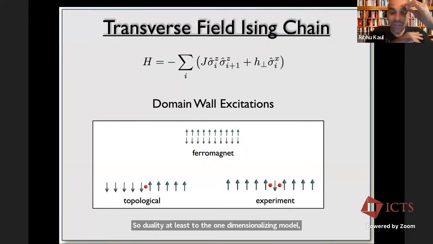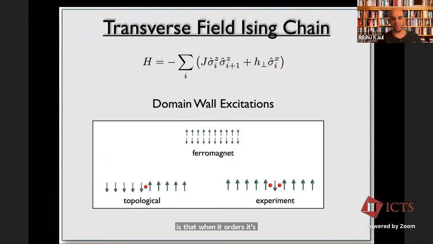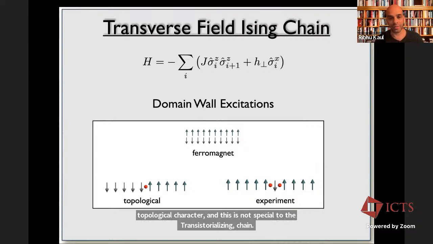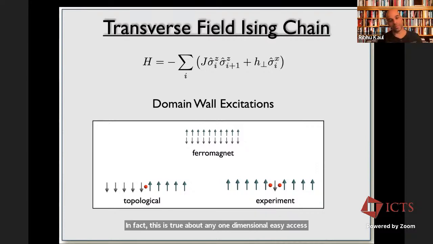One of the very interesting features of this model is that when it orders, its excitations have a topological character. And this is not special to the transverse field Ising chain. In fact, this is true about any one-dimensional easy axis magnet. So if you take the ferromagnet and ask what is the lowest energy excitation, it corresponds to this picture on the left, which is a domain wall in which there's just one unhappy bond.